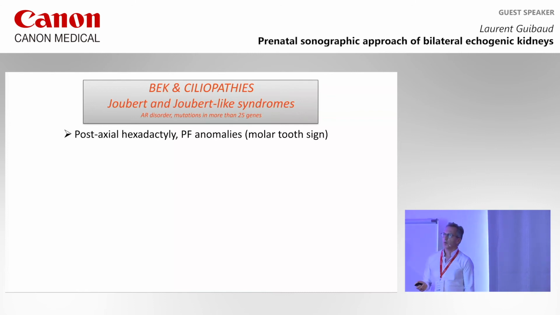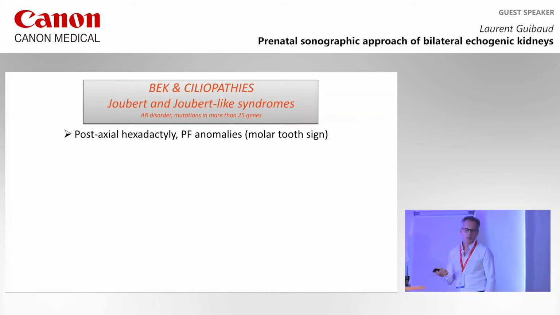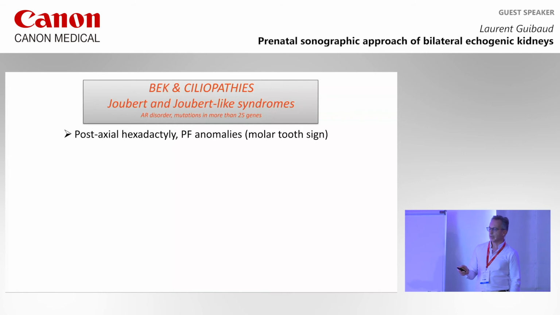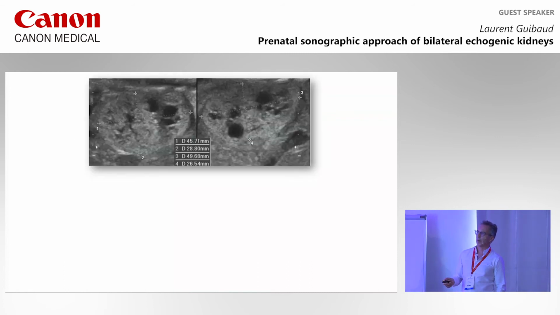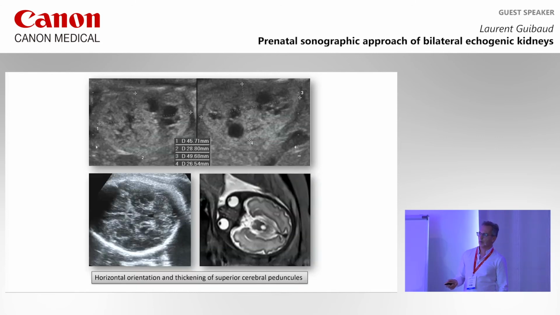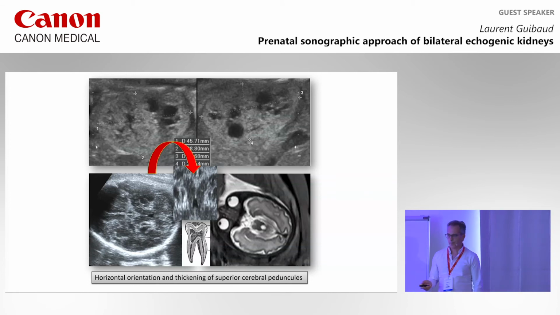So we cannot speak about ciliopathies without speaking about Joubert and Joubert-like. This is the most common ciliopathy, and you know the molar tooth sign. Most of the time, the kidneys can be of normal size or enlarged, and sometimes very enlarged. Most of the time, there is lack of CMD, and there may be cysts at the junction between the cortex and the medulla. Like these kidneys, which are very enlarged in that case. And if you look at the brain, here and here, you see the thickening and the elongation of the cerebellar peduncles, which is typical of the molar tooth sign.